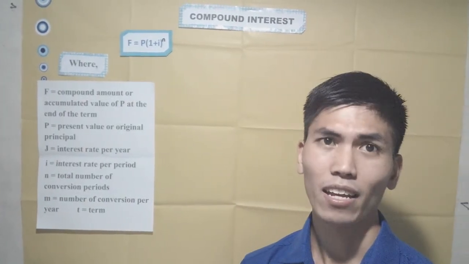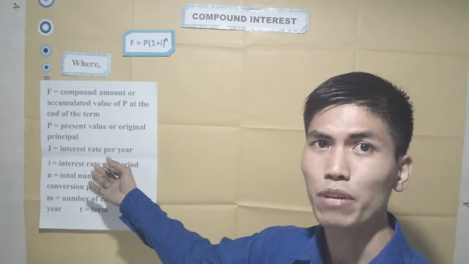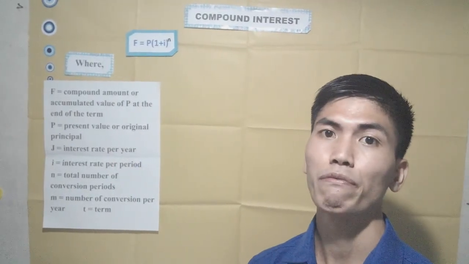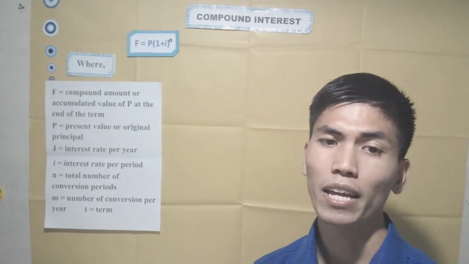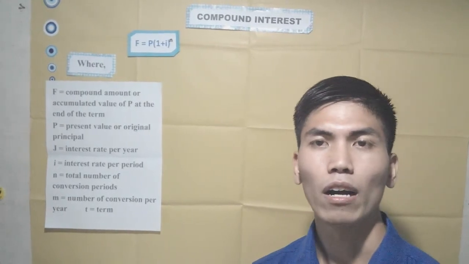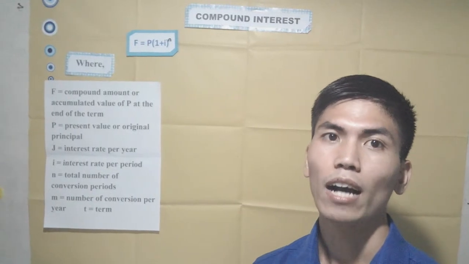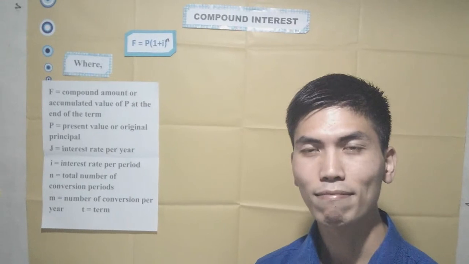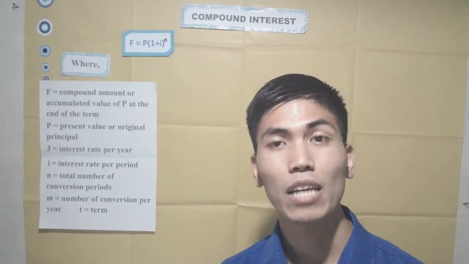How do we get i? It is the interest rate per year divided by the number of conversion periods per year, m. And how do we get n? Multiply the term, the 12 years term or the 4 years term, by the number of conversion periods per year. To understand it clearly, I will give you some examples.